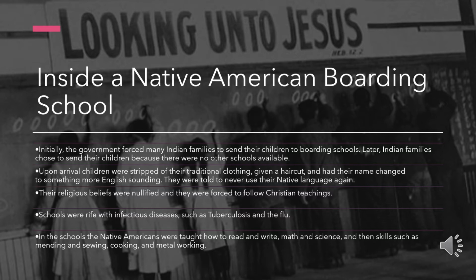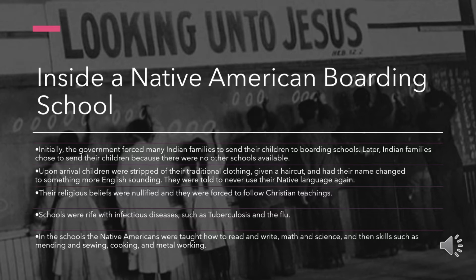Inside a Native American boarding school. Initially, the government forced many Indian families to send their children to boarding schools, but later, Indian families chose to send their children there because there were no other schools available to them at the time due to discrimination. Upon arrival, children were stripped of their traditional clothing, given a haircut, and had their name changed to something more English sounding. They were told to never use their native language again. Most children arrived not even speaking English and were punished any time that they used their native language.